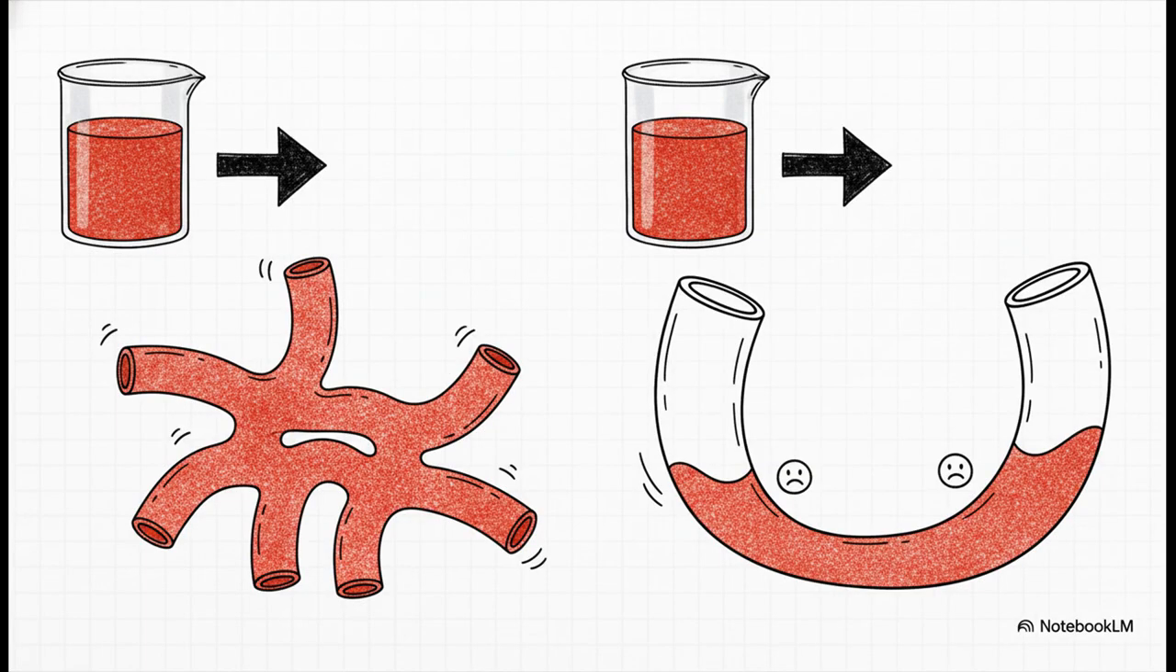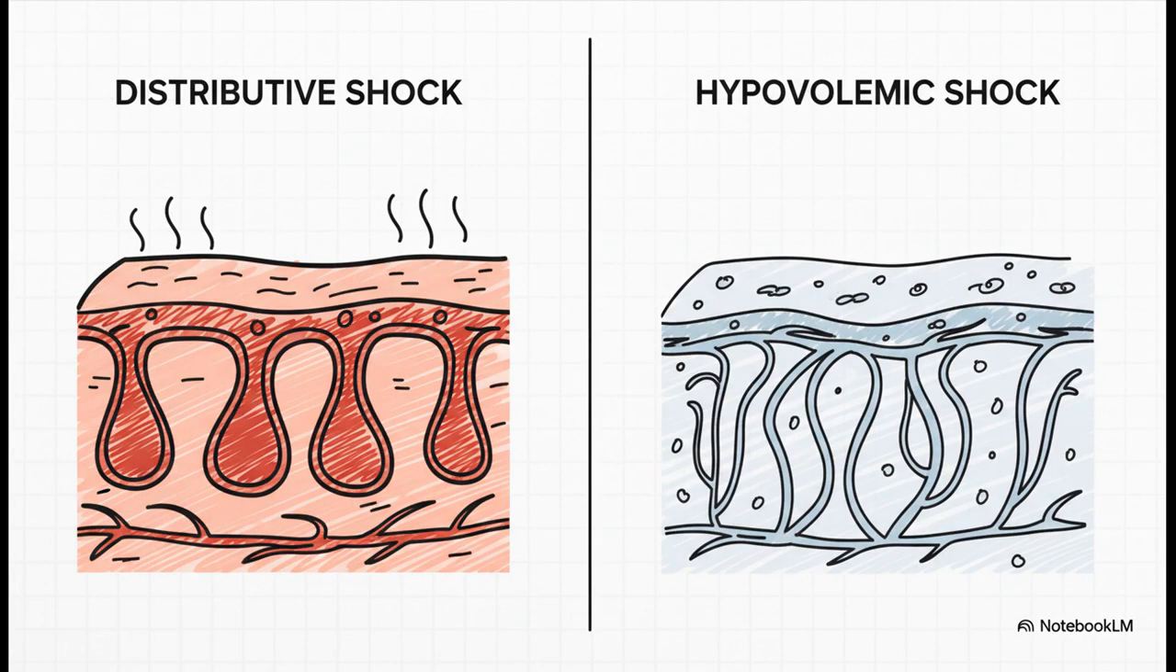Now, here's what's so wild about this type. It creates something called relative hypovolemia. The body hasn't actually lost a single drop of blood. The volume is totally normal, but because the container, the vascular system, has gotten so huge, the blood just can't fill it up. It's like having the same amount of water in a bathtub instead of a bucket. The pressure just disappears.